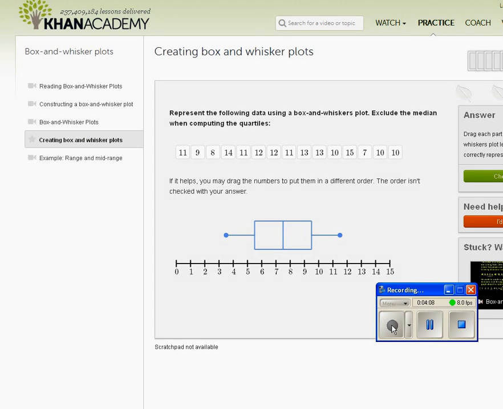So now you can go and practice this online. Okay? So if you go to Khan Academy, look for box and whisker plots, and this is actually kind of nice because instead of having to rewrite it, you can drag the numbers around to put them in order. So 7, 8, 9, 10, 10, 10, 11.